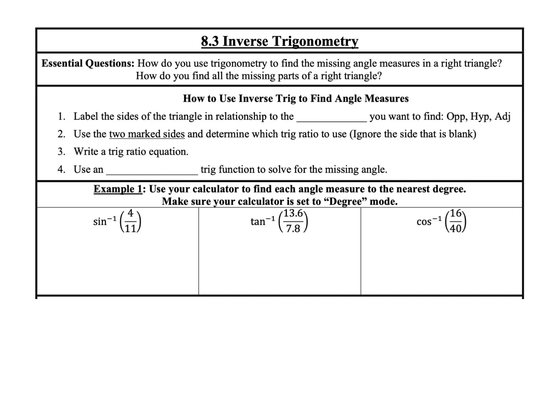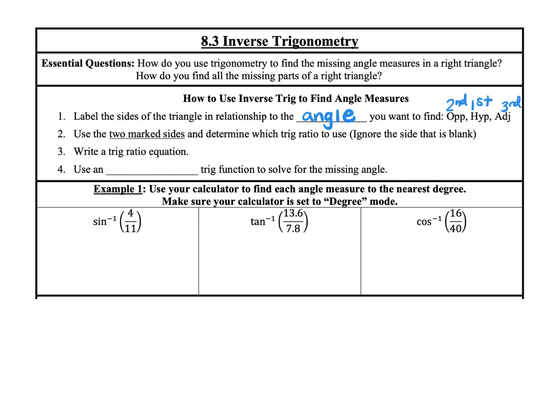How do we use inverse trig to find angle measures? We're going to actually start the problem off in the same way that we did in 8.2. We're going to label the sides of the triangle in relationship to the angle that we want to find. The sides are hypotenuse, opposite, and adjacent. I like to do the hypotenuse first, the opposite second, and then save the adjacent for last. Then you're going to use the two marked sides and determine which trig ratio to use. You'll ignore the side that's blank. You'll then write a trig ratio equation.